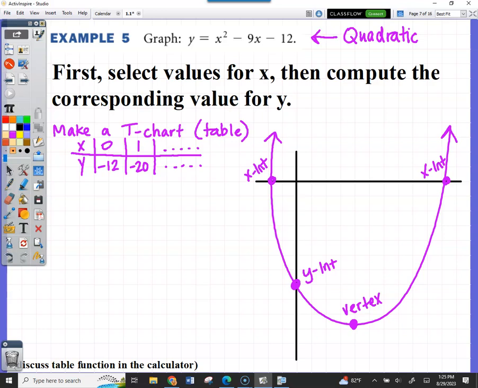What I was going to say was true or false. Every quadratic function has a single y-intercept. False.